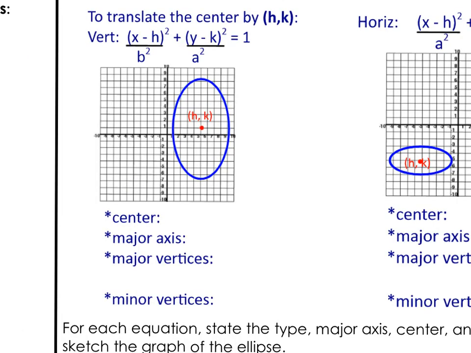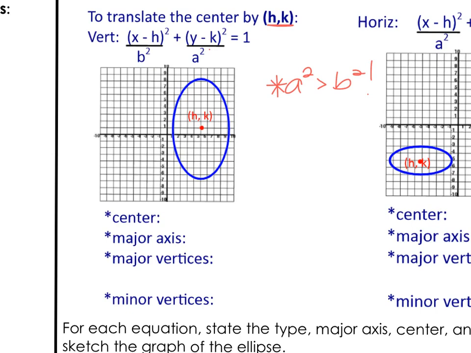Like circles, we're able to translate the center for an ellipse as well. And we do the same format, translating by the ordered pair h, k. A couple of things to note. The a squared in the denominator will still be greater than b squared. We look for that to determine the type of ellipse we'll have.